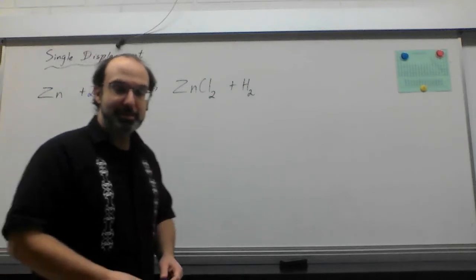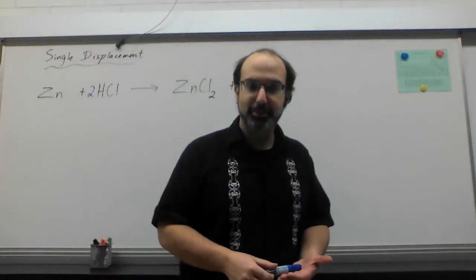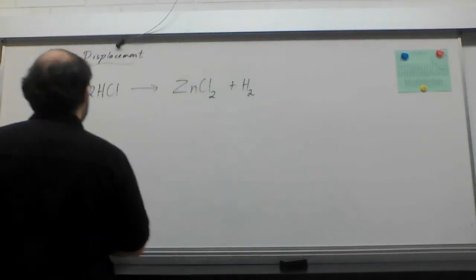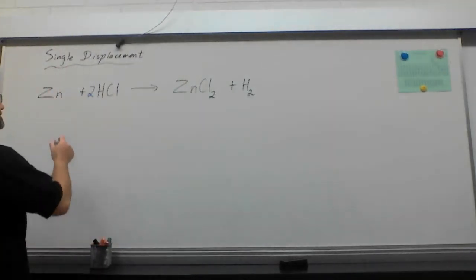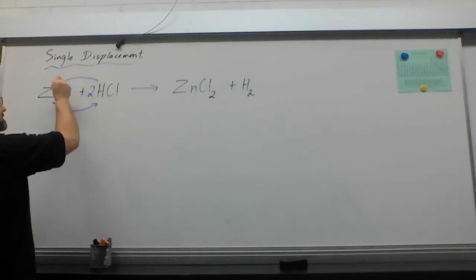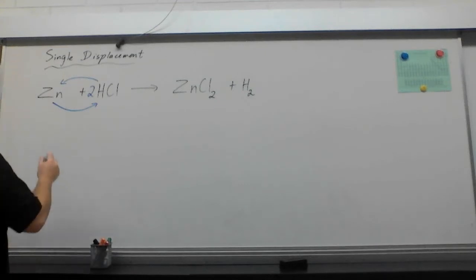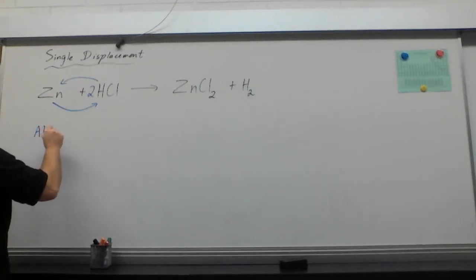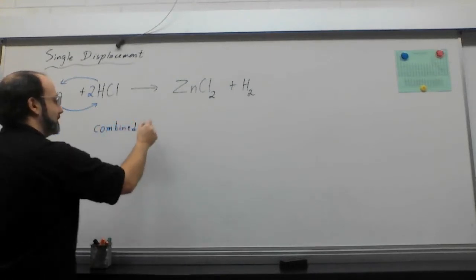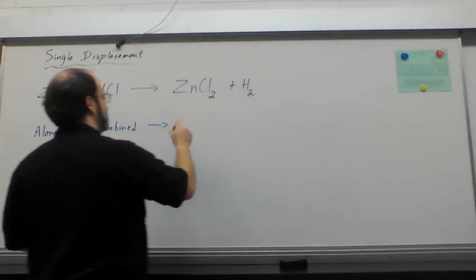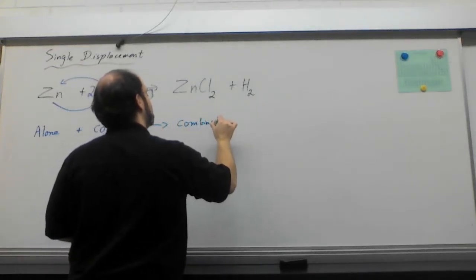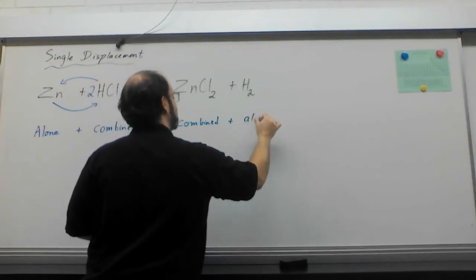So what's the whole thing about a single displacement? What's going on here? Well, it's not as simple as complex and simple. It's about movement. And what we can see here is that the zinc and the hydrogen switch places. Originally, the zinc was alone, and the hydrogen was combined. But at the end here, we've got a zinc combined and the hydrogen alone.